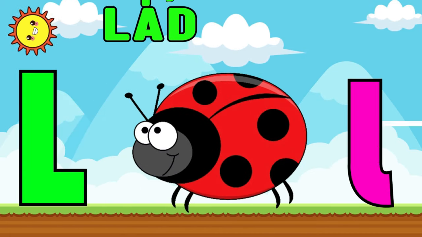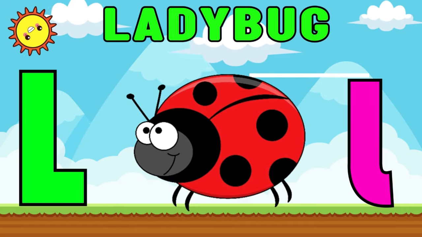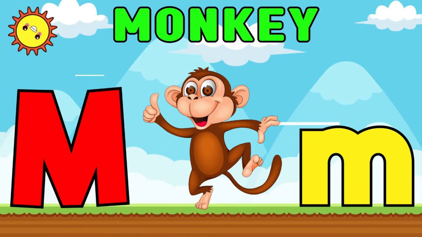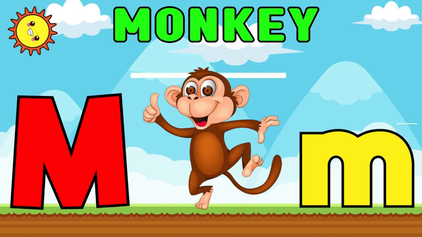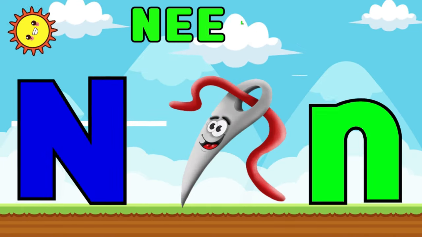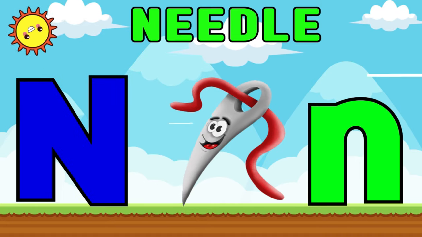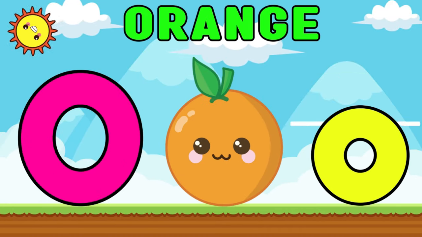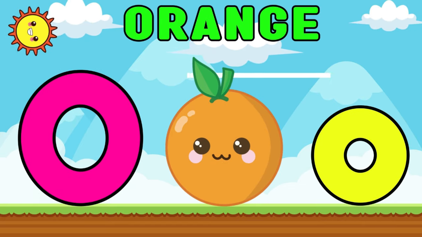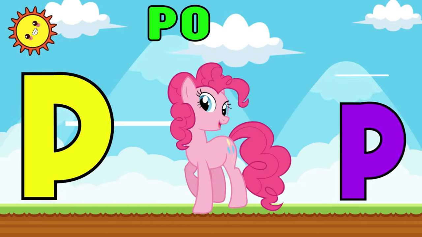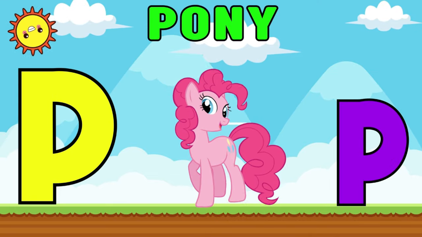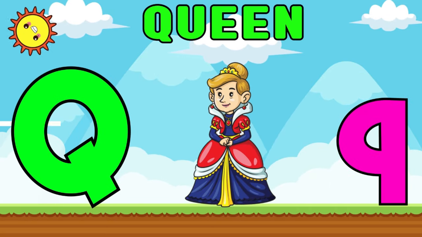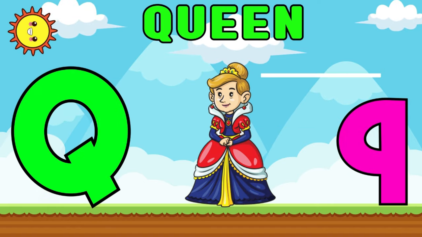L is for ladybug. L, l, ladybug. M is for monkey. M, m, monkey. N is for needle. N, n, needle. O is for orange. O, o, orange. P is for pony. P, p, pony. Q is for queen. Q, queen.